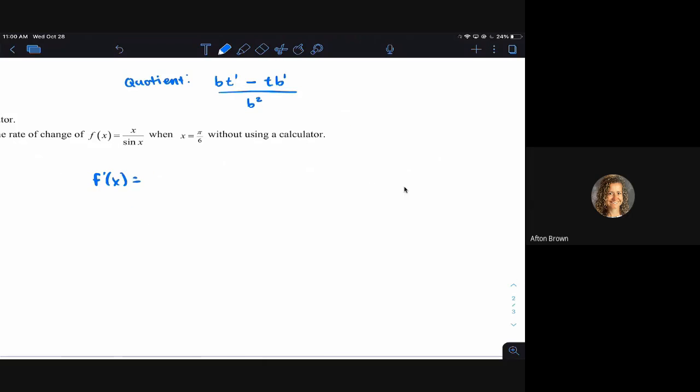Okay, so if I follow this, we've got the bottom times the derivative of the top, which is 1 minus the top, times the derivative of the bottom. What's the derivative of sine? Cosine. And it's all divided by the bottom. I always write it in parentheses, squared. And then we just have to evaluate it at pi over 6.